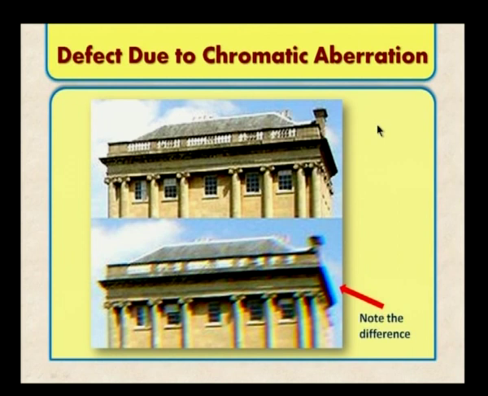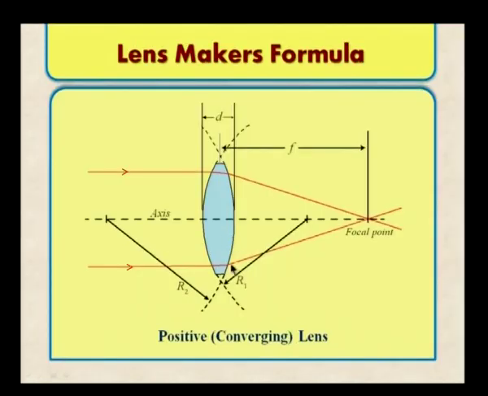This kind of coloration that you get using a single lens is known as chromatic aberration. Now, we go through what is called the lens maker's formula. When you make a convex lens, the radii of curvature of the two surfaces will not be equal. You have here R1.